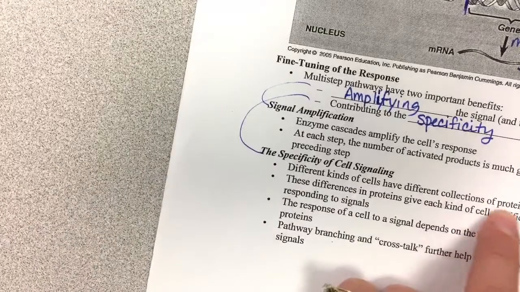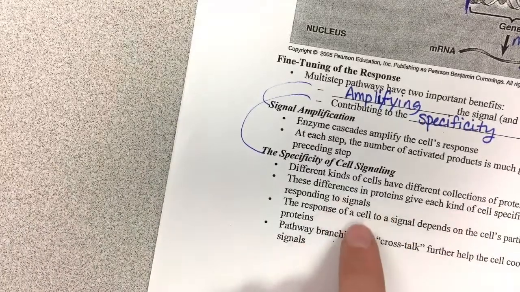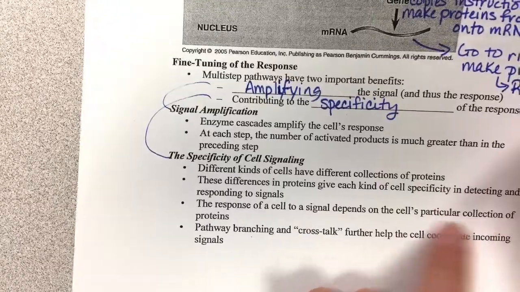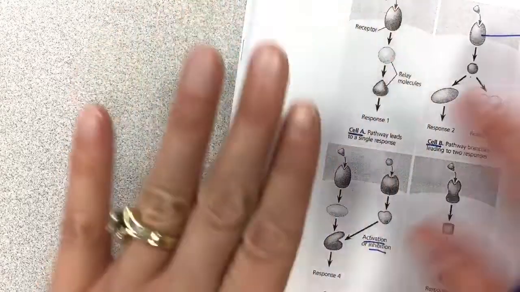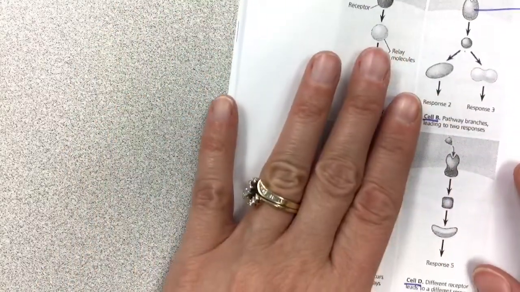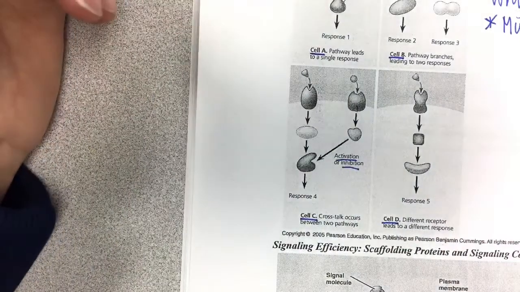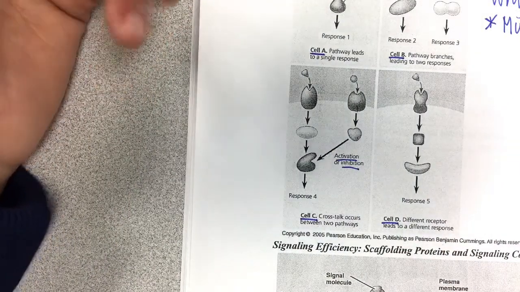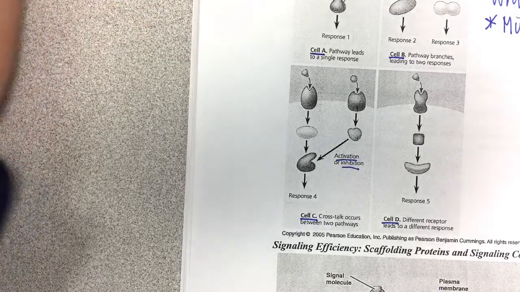So the different collections of proteins, as we're talking about, the response of a cell to a signal depends on the cell's particular collection of proteins. So if a cell has this collection of proteins, it'll be different than a cell that has this collection of proteins, this collection, or this collection. And so therefore, the same signal molecule can have different types of reactions in different types of cells.